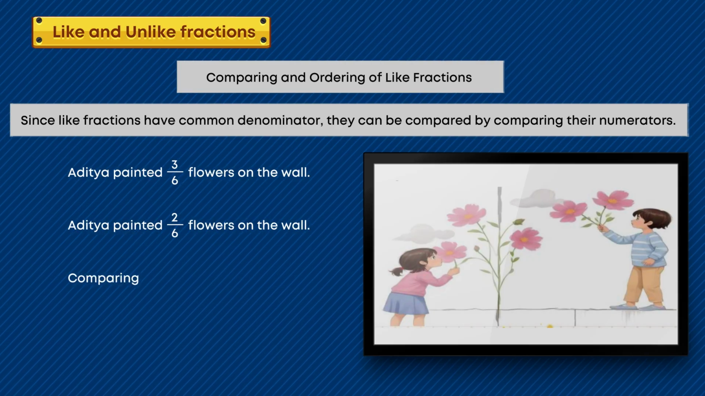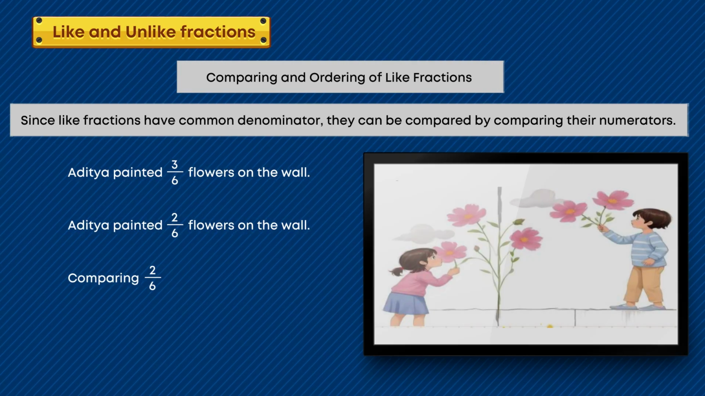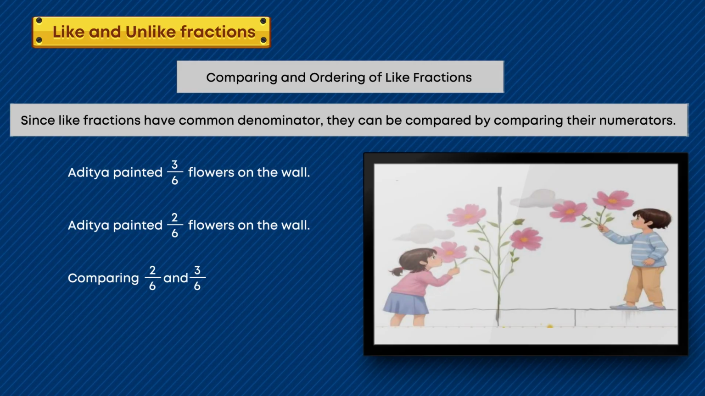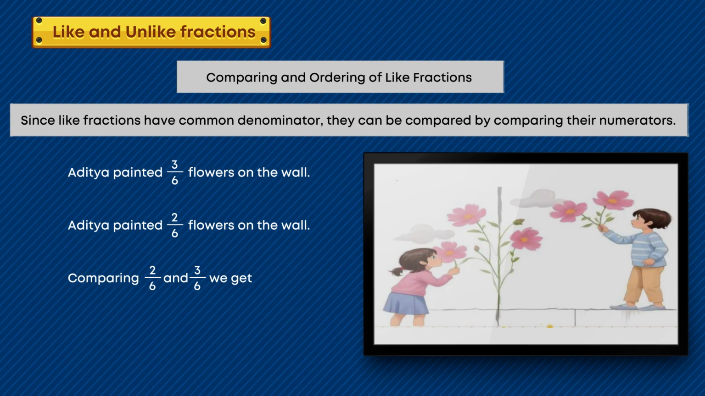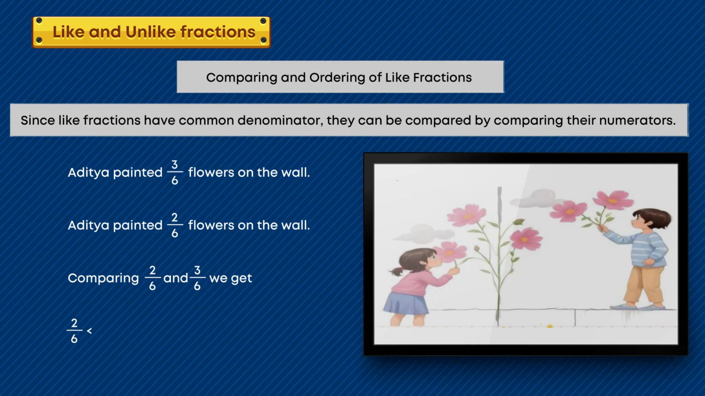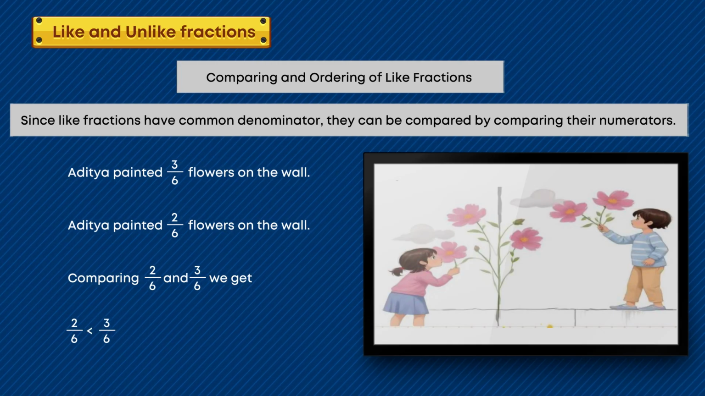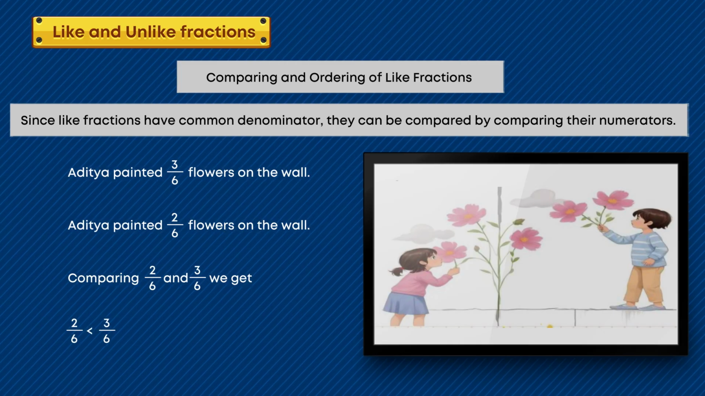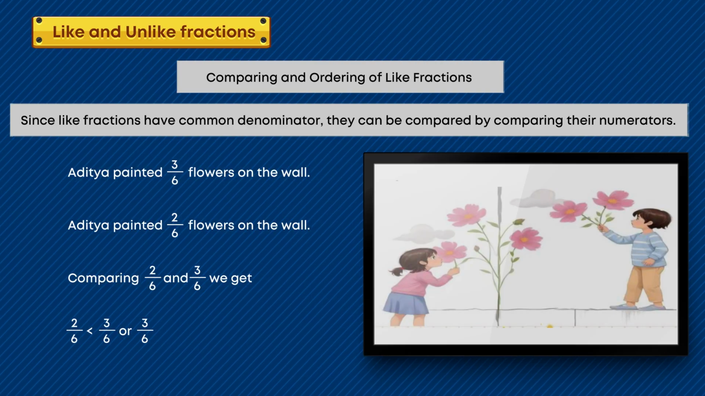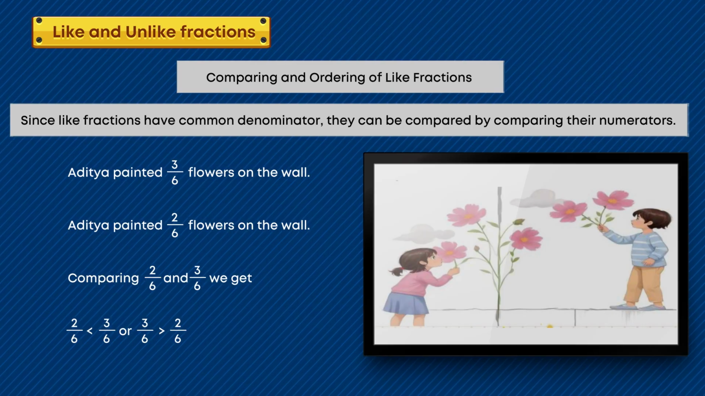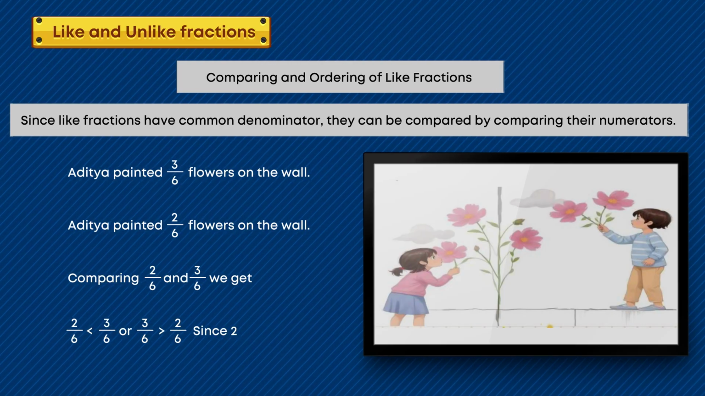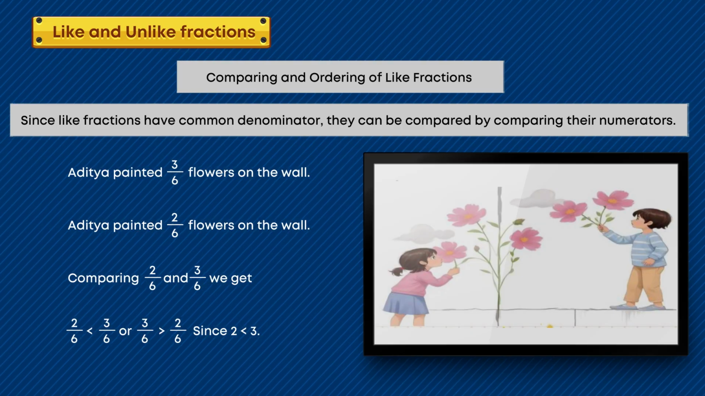Comparing 2 by 6 and 3 by 6, we get 2 by 6 is less than 3 by 6, or 3 by 6 is greater than 2 by 6, since 2 is less than 3.